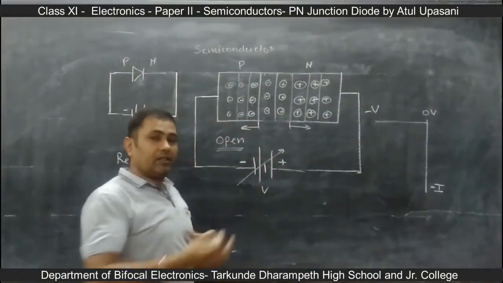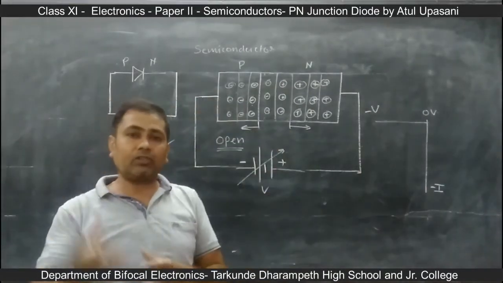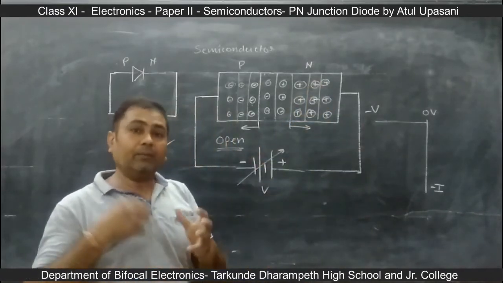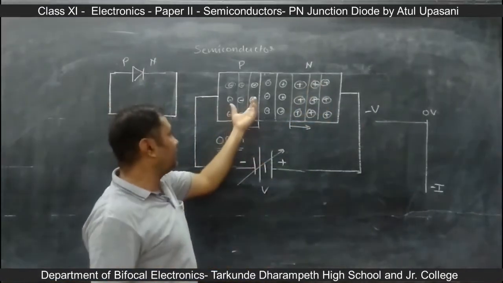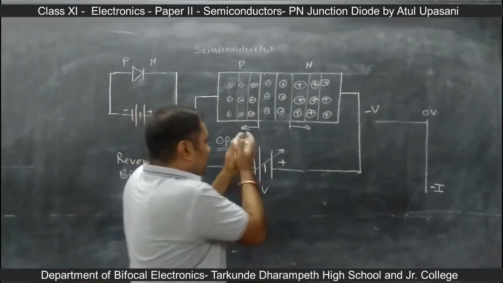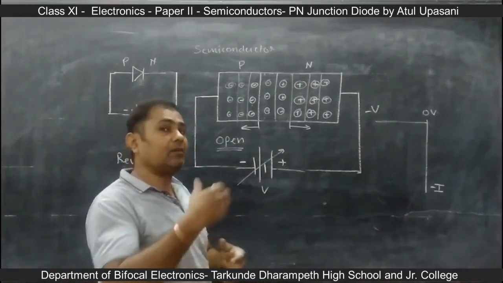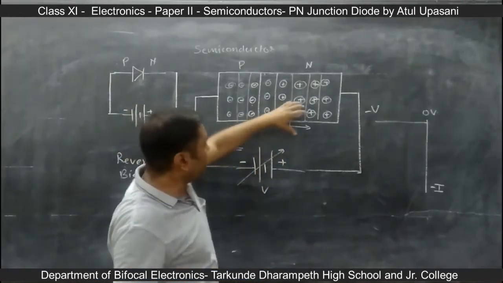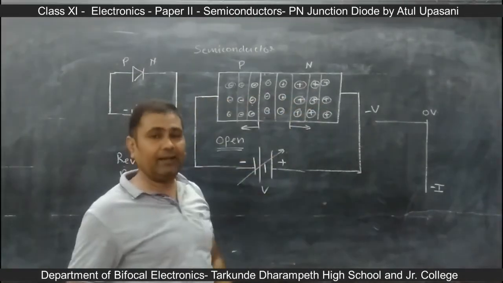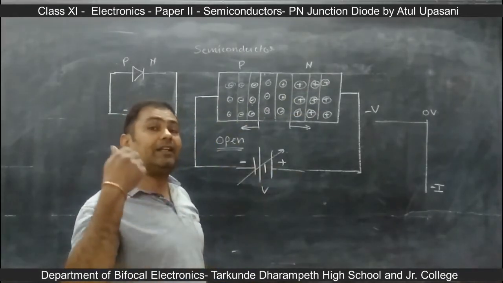But as we consider that holes are the majority charge carriers on the P side and electrons are the majority charge carriers on the N side, still there are some minority charge carriers present on the P side as well as the N side. While the junction resistance increases, at the same time some minority charge carriers are thermally generated, due to which some current will flow through the device, and that current due to the minority charge carriers is called the leakage current.